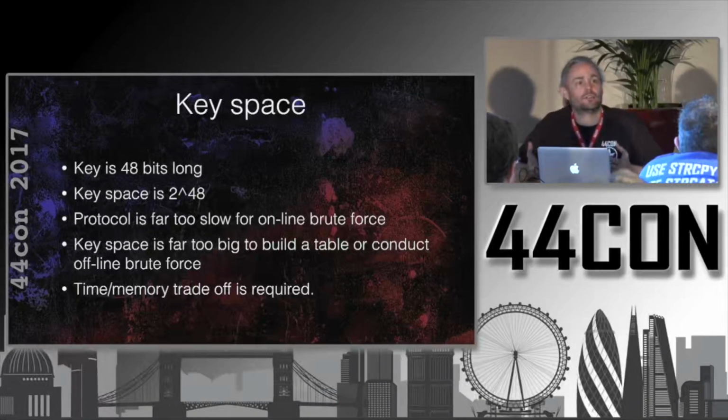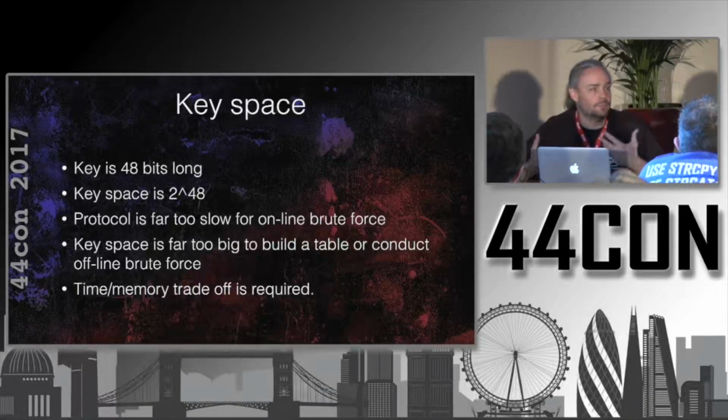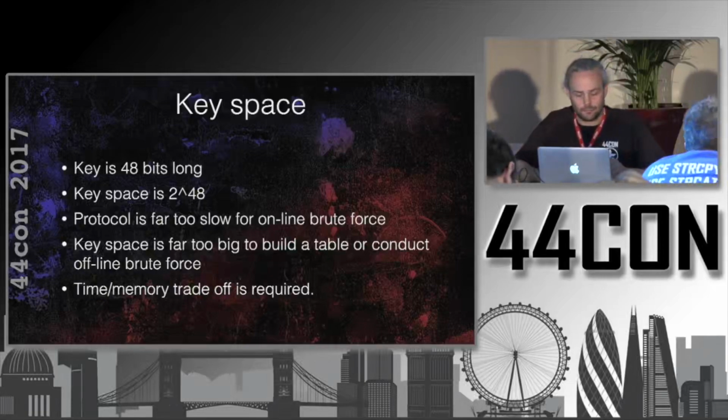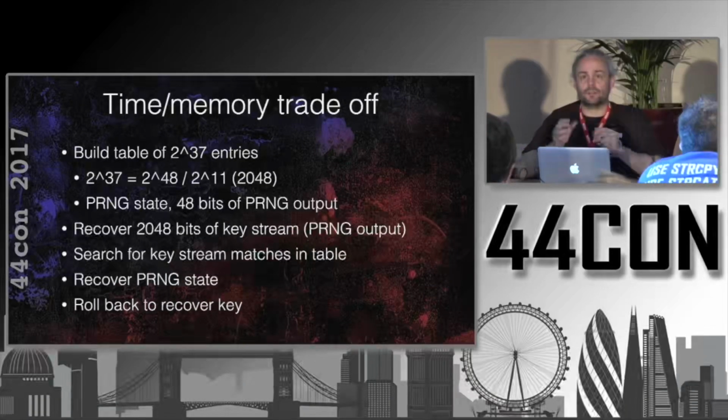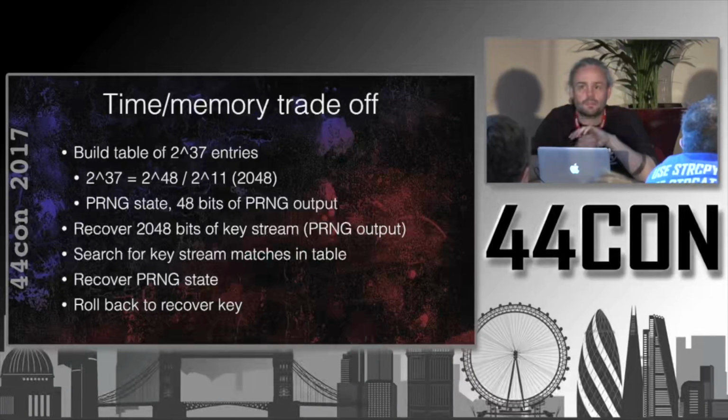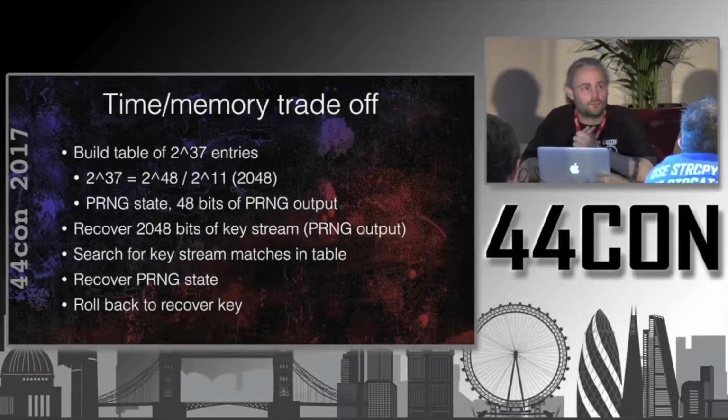So the approach the academics took was to build a table for part of the problem and then do some kind of online attack to get something to look up in the table. So they build a table of 2 to the 37 entries, which is big but doable. It's a 2048th of the entire space. So that table consists of literally PRNG states and 48 bits of key stream generated from each of those states.